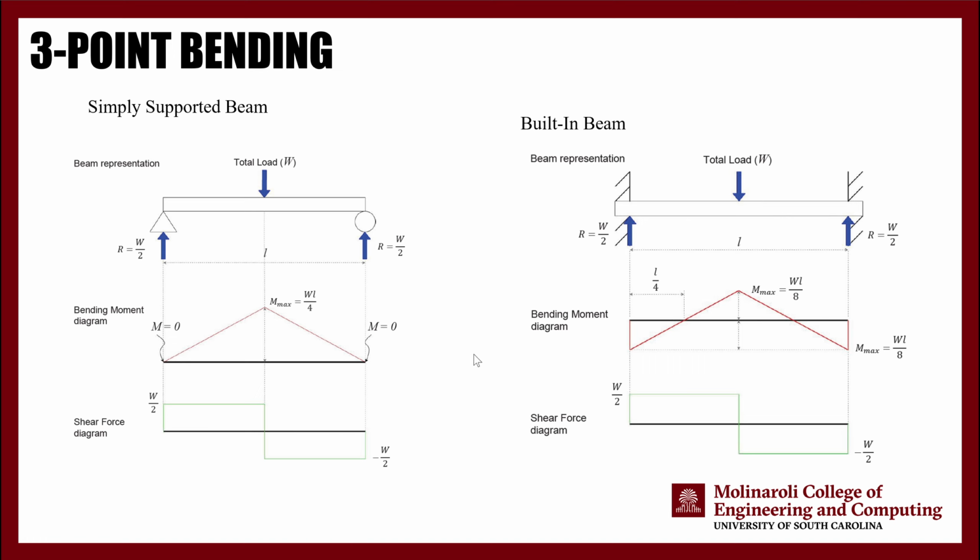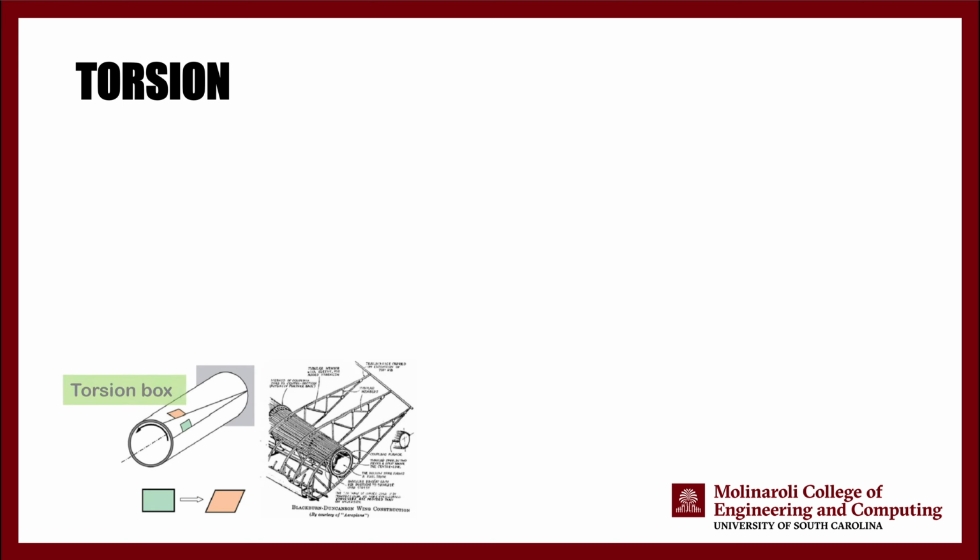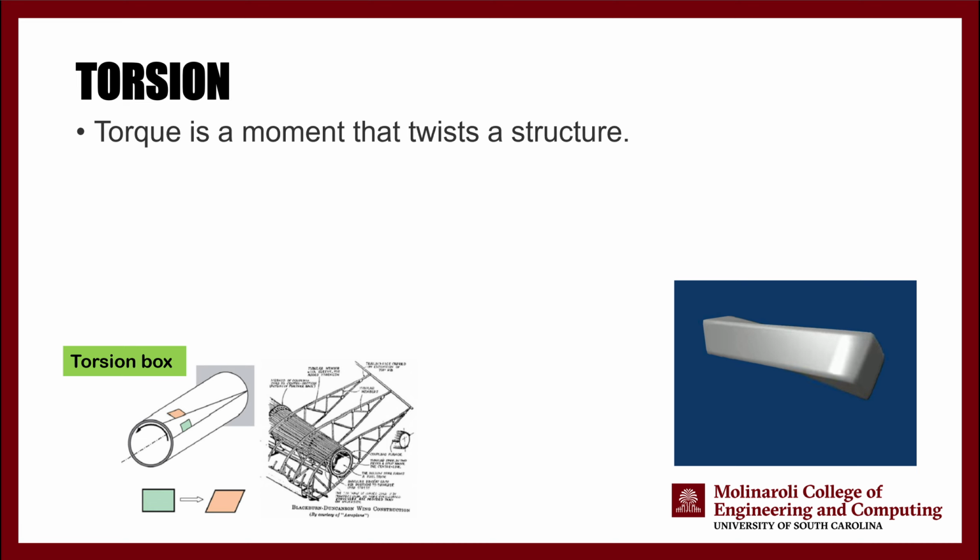Okay, so at this point we understand what bending is, and we know what type of bending we are going to see in the lab and what type of analysis we need to do on the bending. Let's move on to torsion and talk about torsion a little bit. Torque is a moment that twists a structure like this, right? So when you apply a twisting torque, you are going to twist the structure.